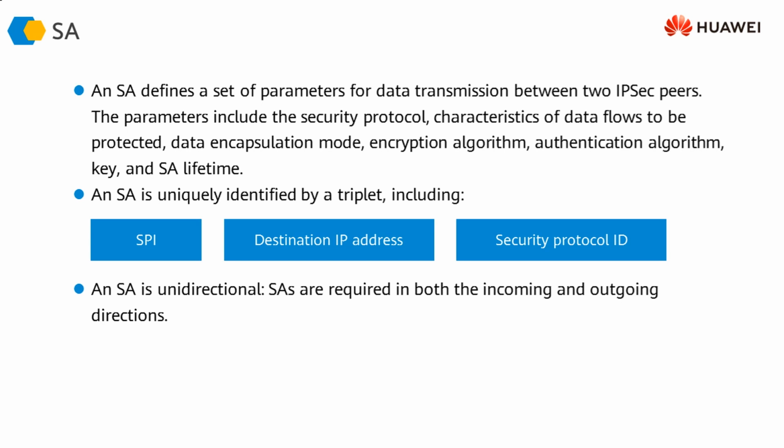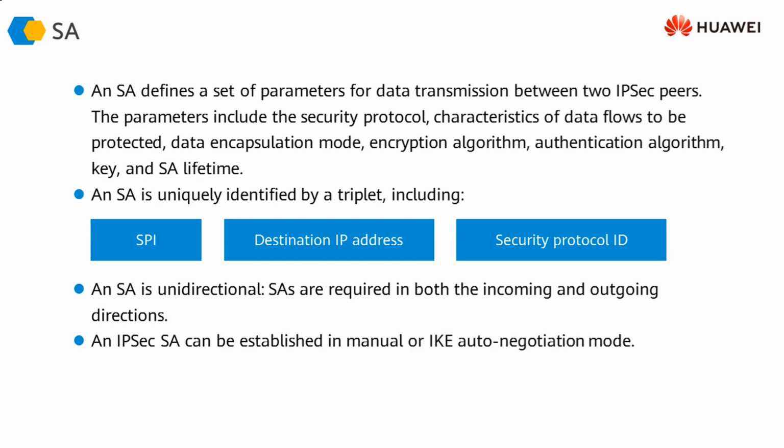A security association is unidirectional. As I mentioned, for IPSec, the security association is unidirectional, so security associations are required in both the incoming and outgoing directions. An IPSec SA can be established in manual or in IKE auto negotiation mode. If you are doing it manually, there's a lot of overhead.